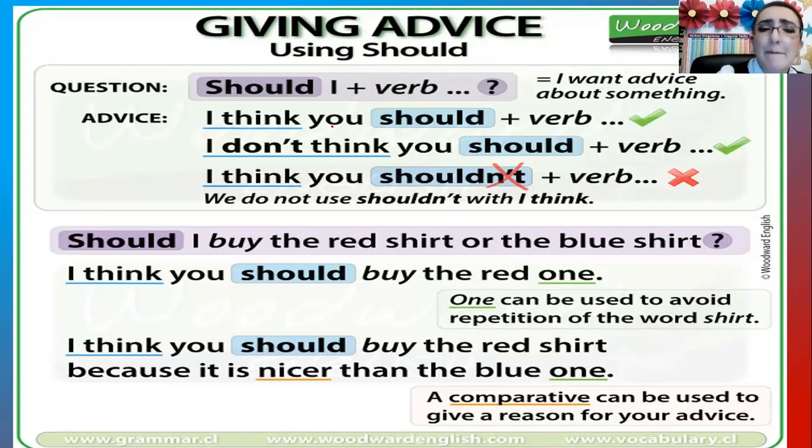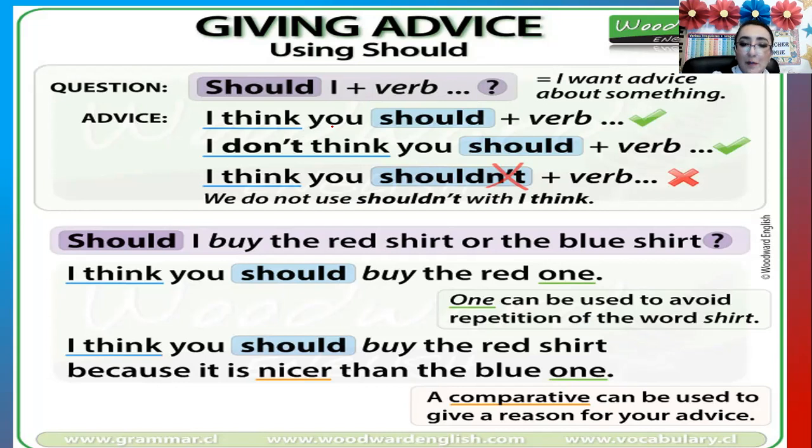Here we have, should I buy the red shirt or the blue shirt? Should I buy the red shirt or the blue one? I think you should buy the red one. One can be used to avoid the repetition of the word shirt. Vamos a utilizar the red one, the blue one, the happy one, the easy one, the handsome one, the beautiful one. No significa una hermosa, sino refiriéndote a ese objeto para evitar que repitas. Should I buy the red shirt or the blue shirt? ¿Deberías comprar la camisa roja o la camisa azul? Para no decir, yo pienso que deberías comprar la camisa roja en lugar de la camisa azul, utilizamos el one.